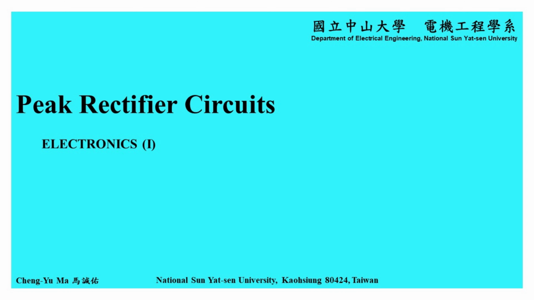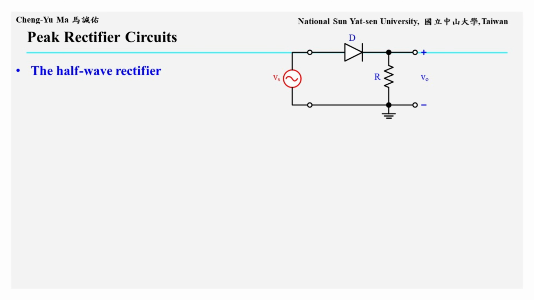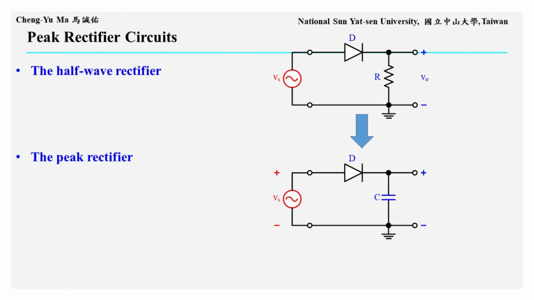Hello, everyone. In this section of Electronics 1, we will introduce peak rectifier circuits, which are one important diode application. The circuit on the right is the half-wave rectifier introduced in the previous section. If we replace the resistor R with a capacitor, the circuit becomes a peak rectifier. The circuit shown at the lower right is a peak rectifier circuit.